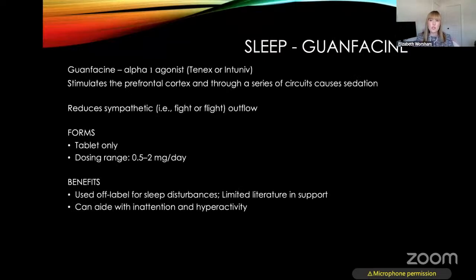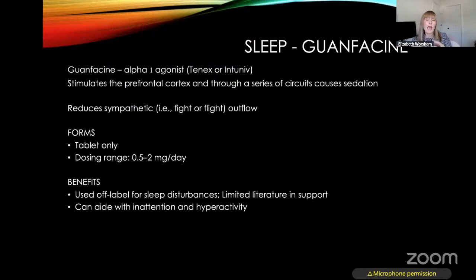Another sleep agent, guanfacine, also called Tenex or Intuniv. This stimulates the prefrontal cortex through a series of circuits that cause sedation. Again, take home message, it reduces that sympathetic outflow. So that fight or flight you're feeling if a snake's in the room, this helps turn the dial back on that. It only comes in tablet and the dose range is 0.5 to 2 milligrams a day.